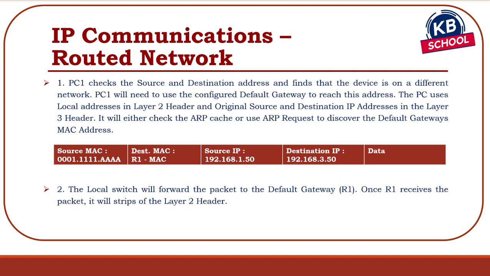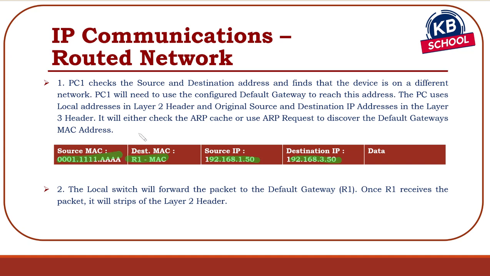So let's go through it one step at a time. PC1 checks the source and destination address and finds the destination device is on a different network. PC1 will need to use the configured default gateway to reach this address. But it doesn't change the destination IP address. If you take a look at the destination IP address, it will still be what? The original source and the original destination. The way it communicates to the default gateway is by using the layer 2 communication, which is the MAC address.